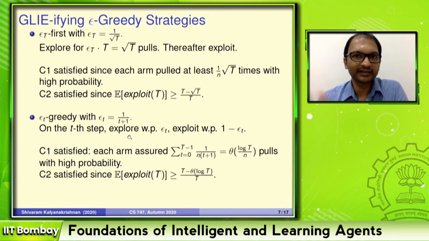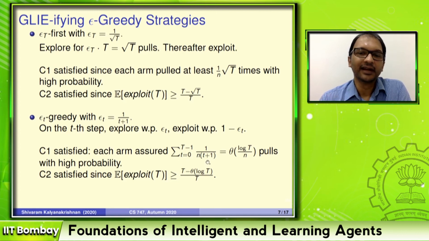Remember that C1 is infinite exploration. C1 is satisfied because with probability 1 over t plus 1, on every step you are sampling, you are operating uniformly at random. So for each arm, it is guaranteed that with probability at least 1 over n of 1 over t plus 1, it's going to get a pull. Of course this is an expectation, but that's okay.